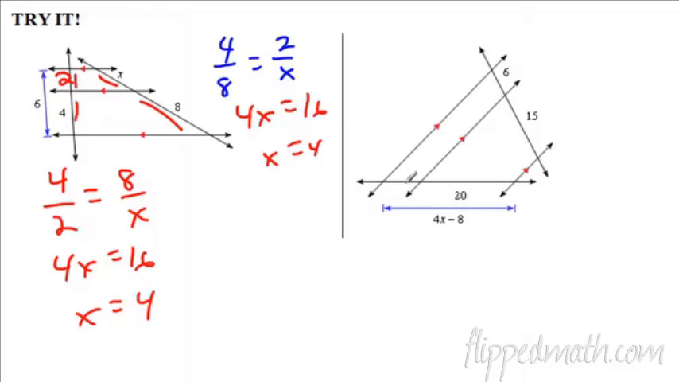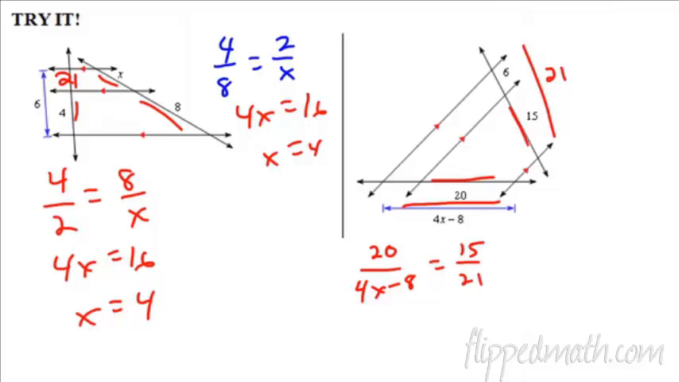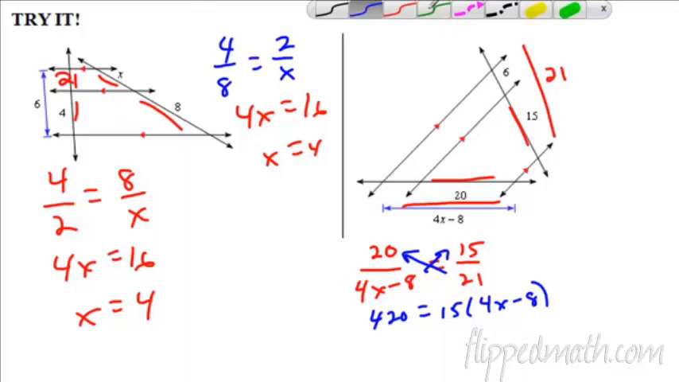The next one, I don't know this little chunk, and I can't really find it because of this, so I'm going to have to use something. So I'm going to say 20 is to the whole thing. So 20 is to the big 4x minus 8 as what? 15 is to the whole thing, which, what is 6 plus 15? 21. So I'm going to say as 15 is to 21. Awesome. So can we cross multiply and solve this? Sure. 21 times 20, what is that? I think that's 420. If I multiply this way and then multiply this way, I'm looking at 15 times 4x minus 8. Let's do a little distribution.